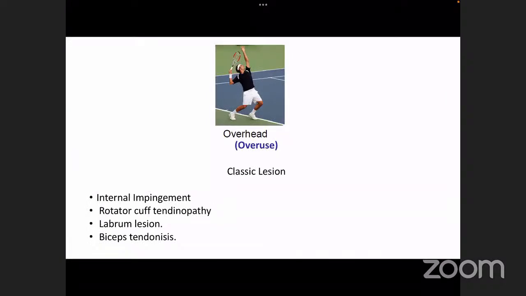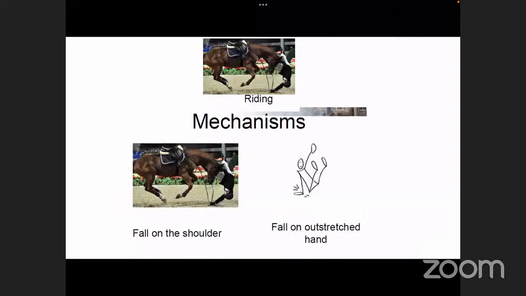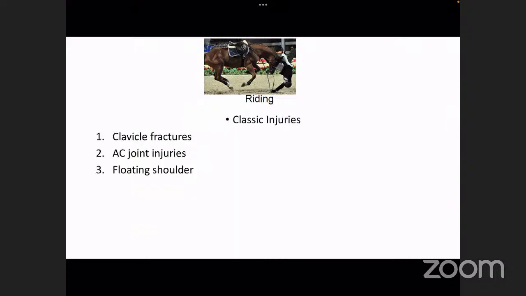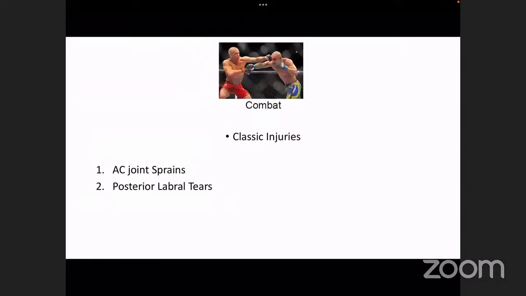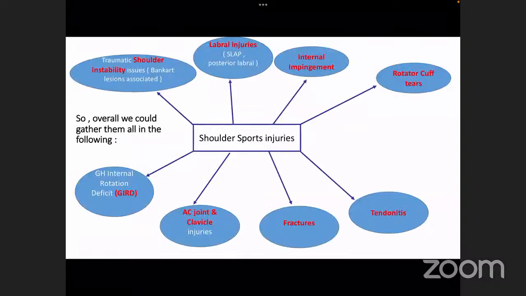Normally, we have to know our patients, and we have to make a distinction between normal or low activity patients, highly active patients, typical athletes and elite athletes, whenever we are treating a shoulder injury. It can be caused by overhead and overuse injuries, such as internal impingement, rotator cuff tendinopathy, labral lesion, and biceps tenosynovitis. The mechanism also can be traumatic, and especially with high impact injuries, can cause clavicle fracture, AC joint injury, especially in young patients, and floating shoulders. In contact sports, the classic injuries are AC joint sprain and posterior labral tears. And this is a spectrum of variable injuries that can occur during shoulder sports injuries.